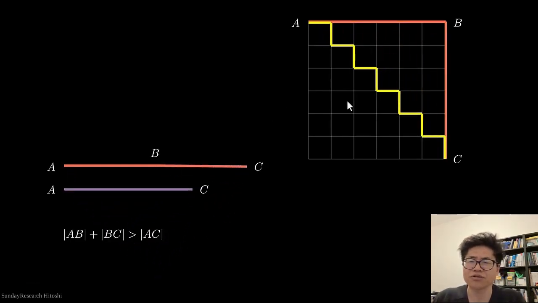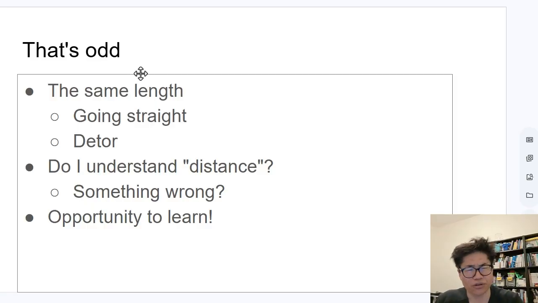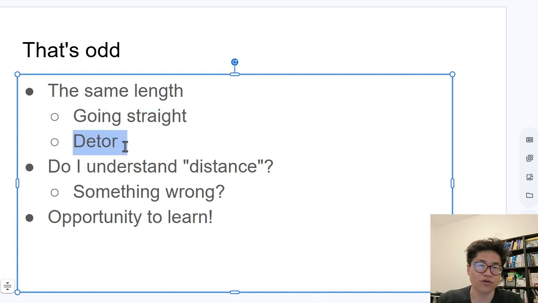But these look like a contradiction, because if the grid size is smaller, then this yellow path looks like a straight line, and here the straight line is shorter, but here they are the same. So they look contradictory. That's odd. Going straight and the detour are the same length.